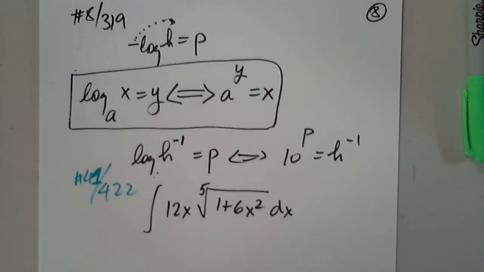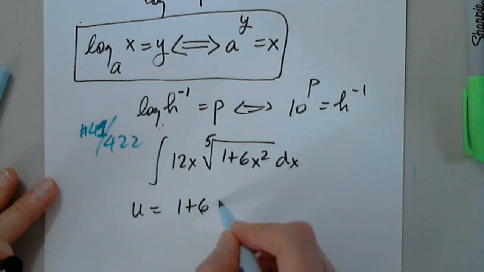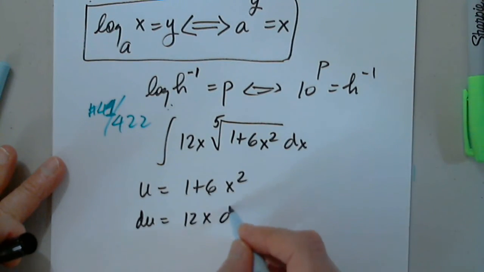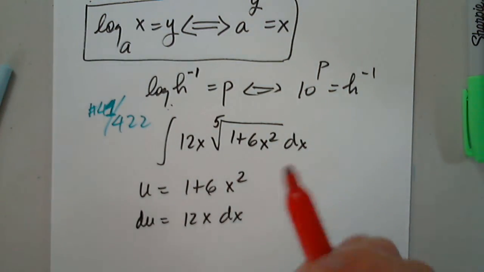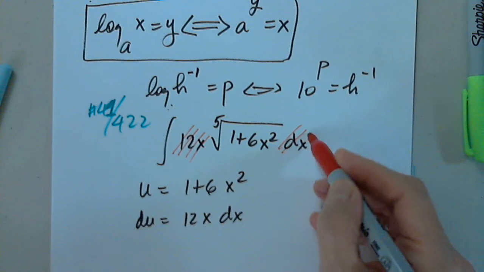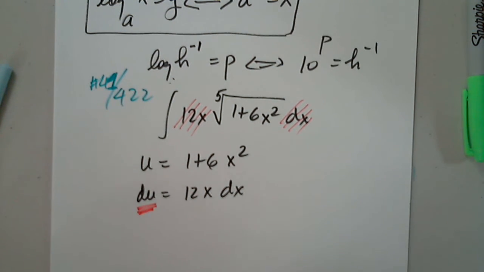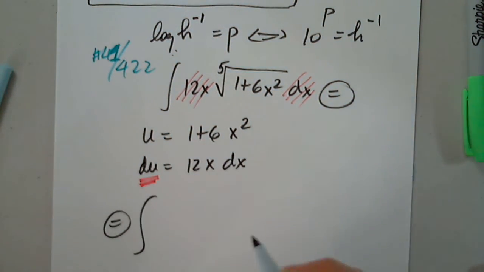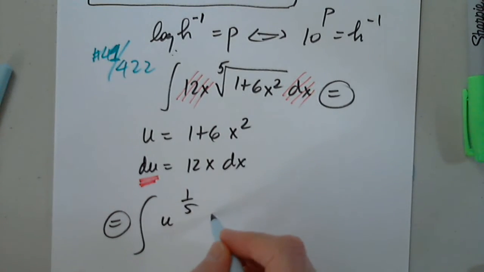Yes. Okay. Good. So I will start with denoting 1 plus 6x squared by u, and du is 12x dx. And I already see what's happening here. This is du. So then the integral becomes the integral from u to 1/5 du.